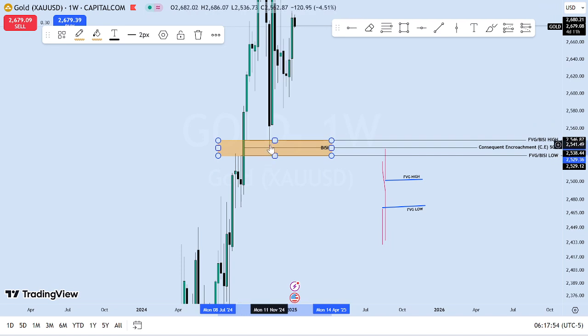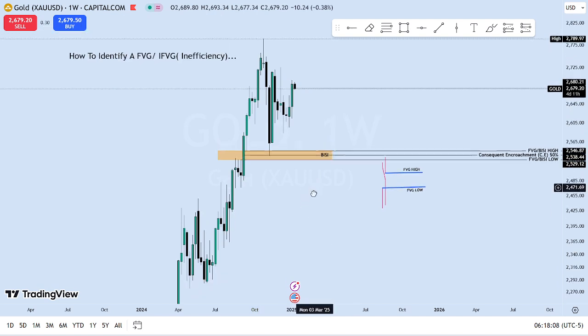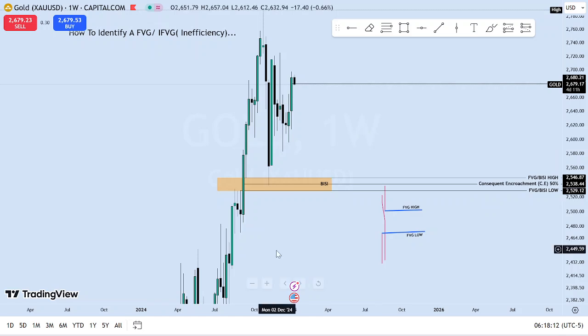Once you reach the 50%, you can put your stop loss here at the low. This is an order block, the last close candle of the bearish. After this is the next close candle. How can you identify the last close candle of the bearish? That's a good question.